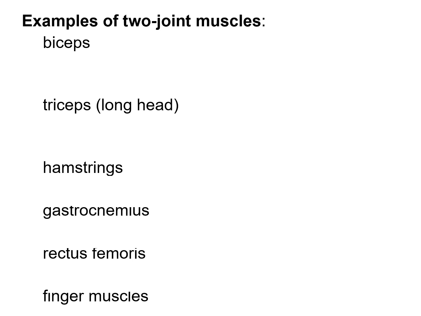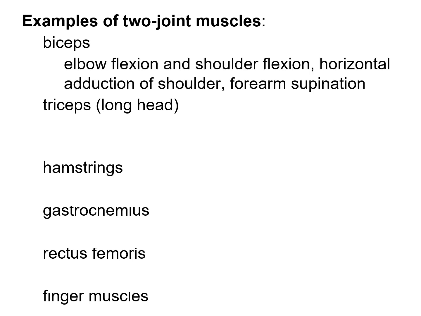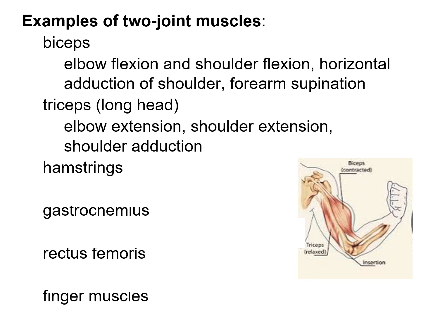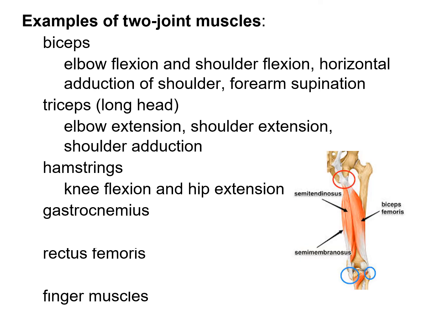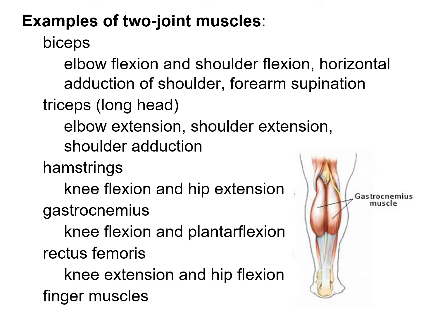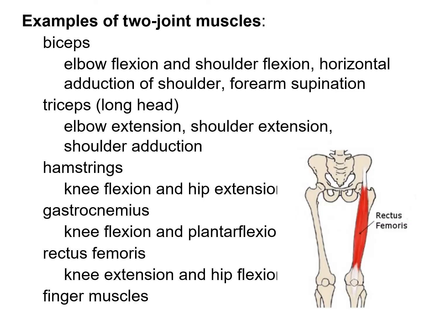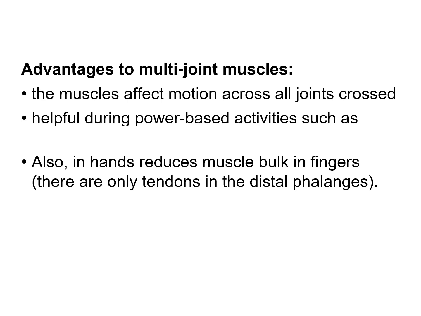So there are some other examples of two-joint muscles as well. The biceps brachii: we see elbow flexion, shoulder flexion, horizontal adduction of the shoulder, and forearm supination. For our triceps, especially the long head of the triceps, we see elbow extension and shoulder adduction. We talked about our hamstrings with knee flexion and hip extension. We talked about our gastrocnemius. We talked about the rectus femoris, and our finger muscles.